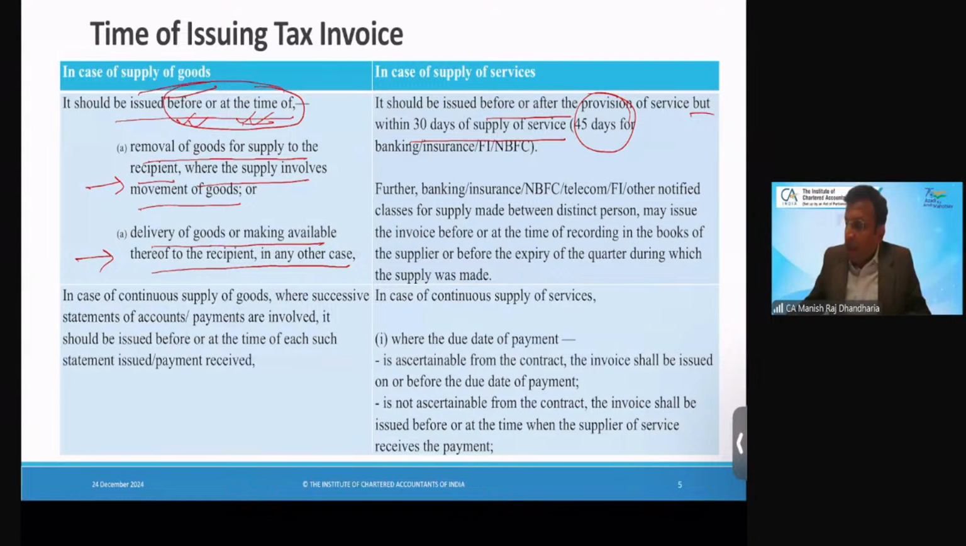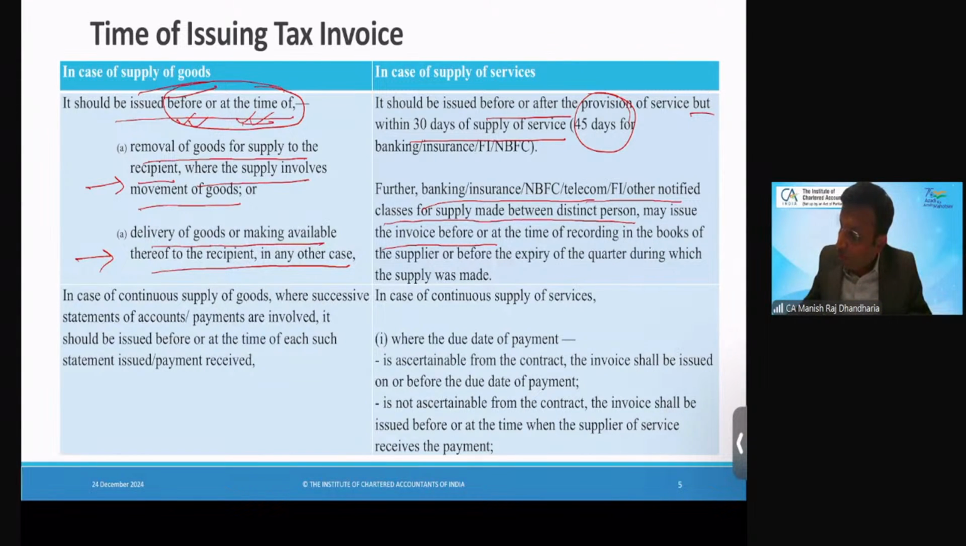Further, banking company, insurance company, NBFC, telecom, or other notified classes for supply made between distinct persons may issue an invoice before में तो कभी कोई दिक्कत है ही नहीं. आप 6 महीना बाद सप्लाई करना है, आप इनवॉइस आज इश्यू कर दीजिए, department will not say anything. But obviously it is not prudent to do so, because हम लोग जितना जल्दी टैक्स इनवॉइस इश्यू करेंगे, हमारी उतनी जल्दी टैक्स लायबिलिटी क्रिएट हो जाएगी.